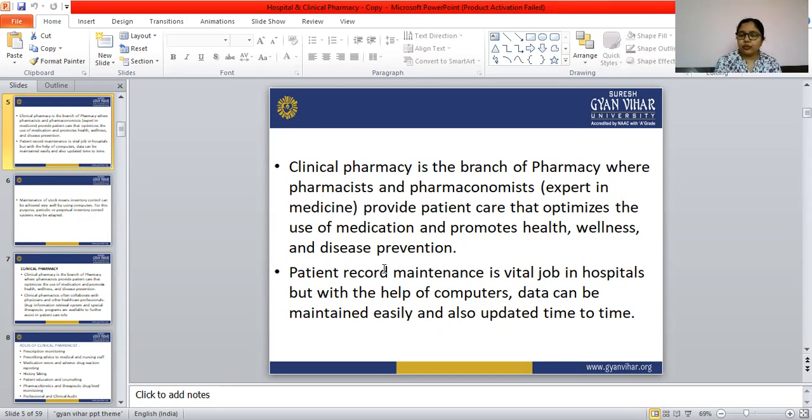Patient record maintenance is a vital job in the hospital, but with the help of the computer, data can be maintained easily and also updated from time to time. The patient records should be maintained in the hospitals, so that job is very vital, and with the help of the computer we can maintain all the data of the patient easily and update it from time to time.